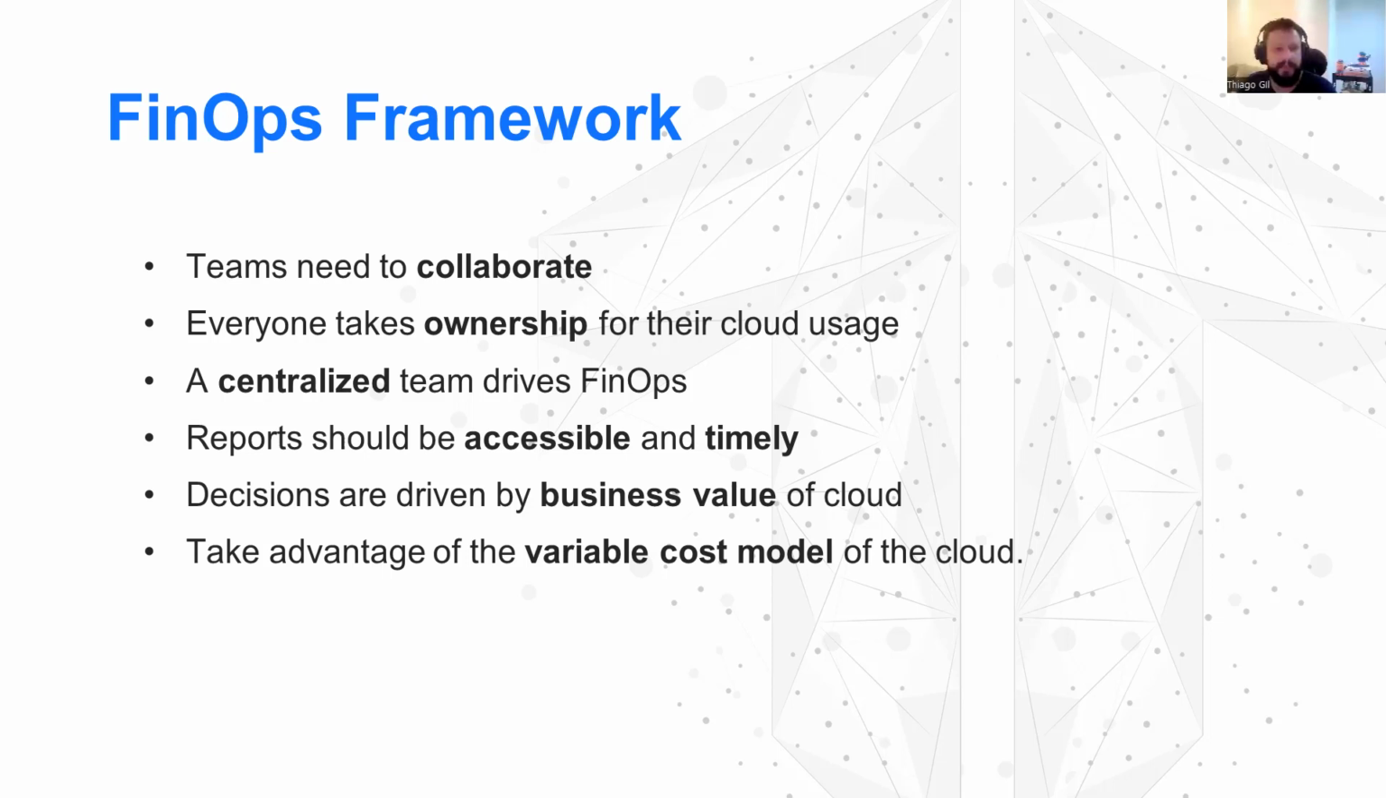Kubernetes can also be used to allocate costs to specific teams or projects and track and optimize the performance and cost of workloads in real time. By having a centralized team for financial operations and collaboration among teams, organizations can make better decisions driven by business value and take advantage of the variable cost model of the cloud by only paying for the resources they use.